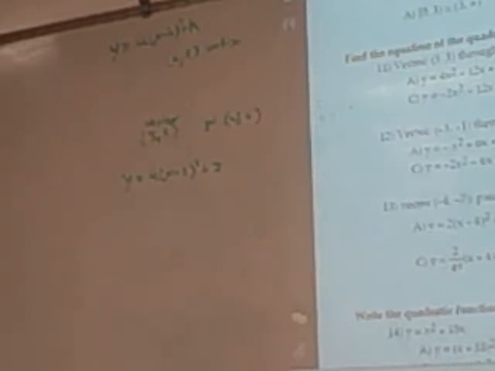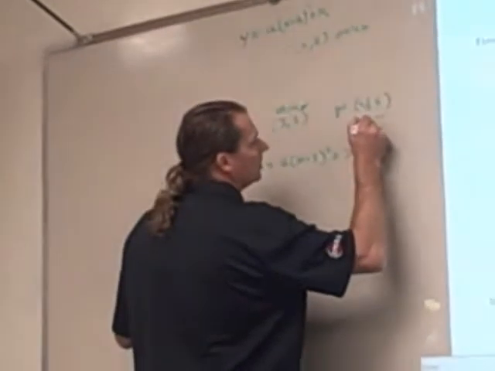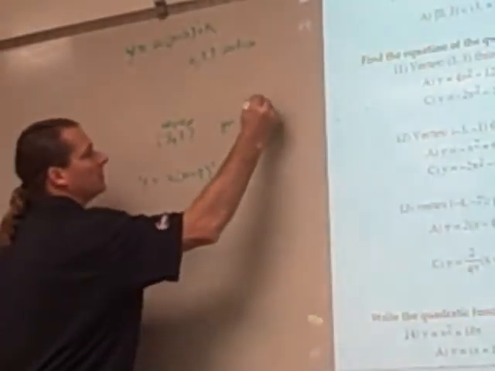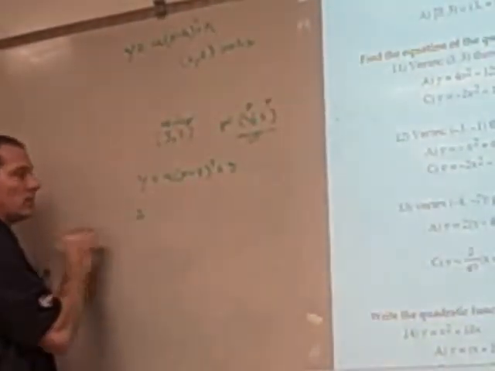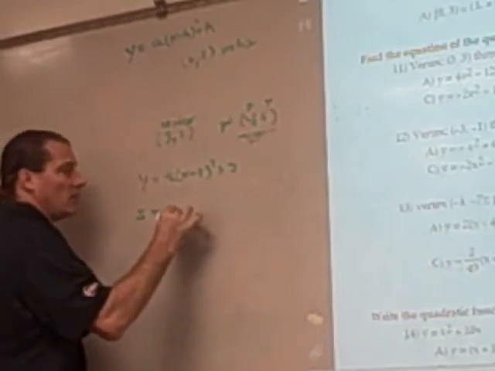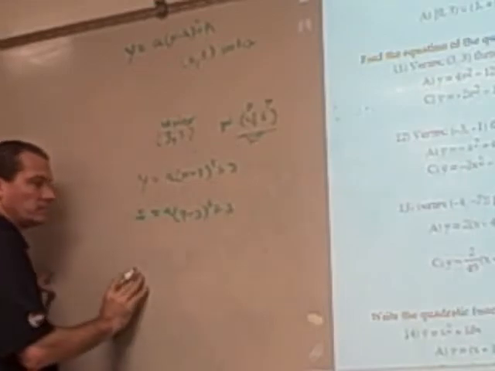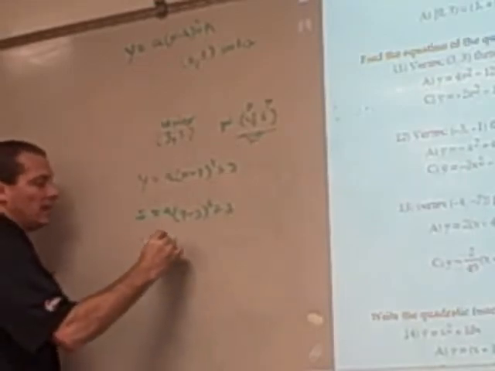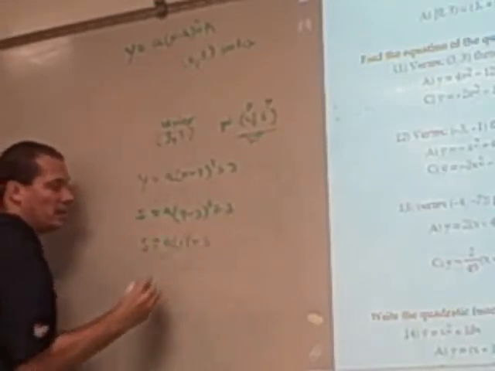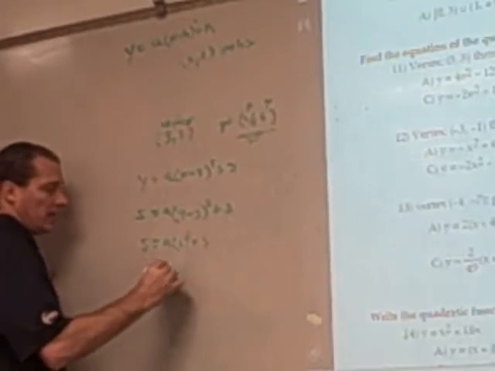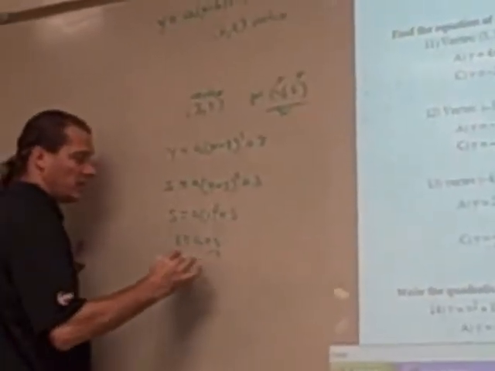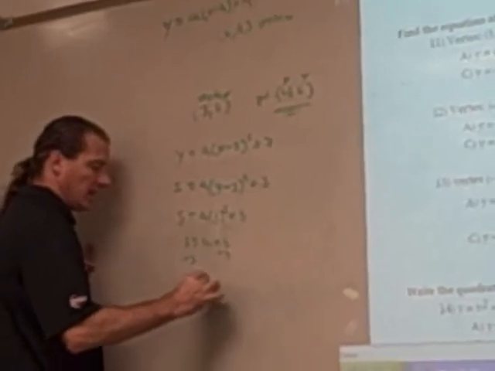The only value I don't have in this particular case is what? I don't know what A is. But I know that this point has to work, and this is my x and this is my y, so 5 in for y must equal A times 4 in for x. 5 is equal to A times 1 squared plus 3, or 5 is equal to A plus 3. Subtract 3, subtract 3, 2 is equal to A.